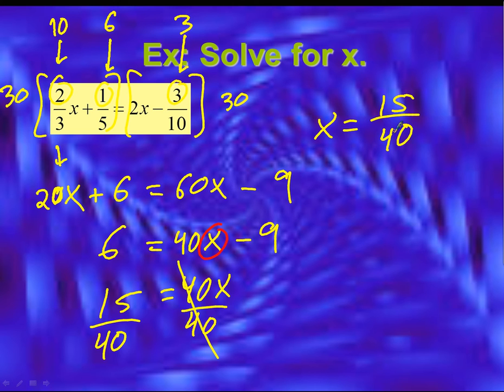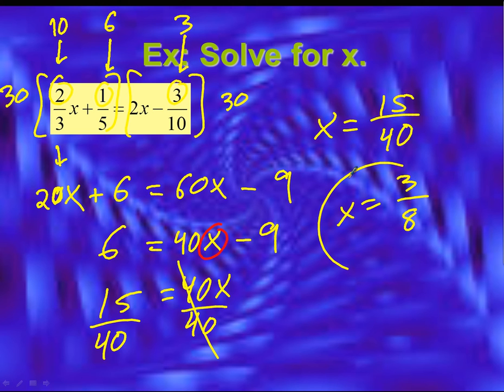So divide both sides by 40. It gets rid of the 40 on that side, and I've got my answer. x equals 15 over 40. That's correct. Can I reduce it? Is there a number that goes into 15 and 40? 5 does. How do I know really quickly that 5 goes into both 15 and 40? Because these numbers end in 5 and 0, don't they? Any number that ends in 5 or 0 is divisible by 5, right? So 5 goes into 15 three times, into 40 eight times.